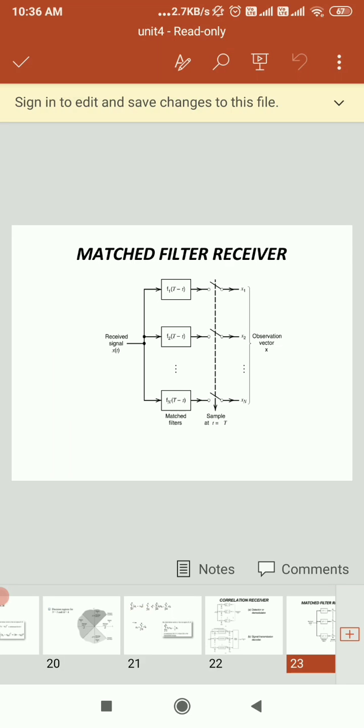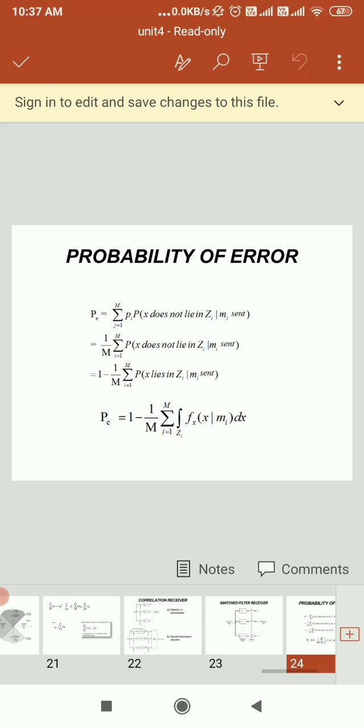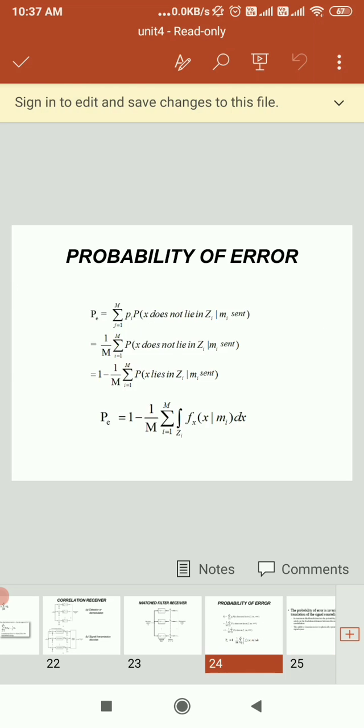So if we are taking the received signal and giving it to the matched filter, it means we are considering the optimum filter with input noise as white Gaussian noise. If the input is white Gaussian noise, we can say that it is a matched filter. So firstly we will see the optimum filter.